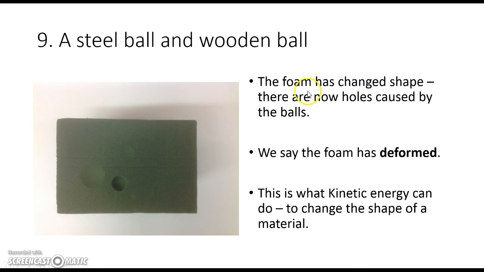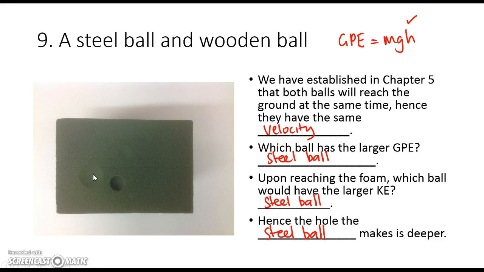Here we say that the foam has changed shape. There are now holes caused by the balls, and we use the word deformed to describe this situation. So this is what kinetic energy can do, which is to change the shape of a material, or to deform a material. Now why is it that the hole made by the steel ball is deeper than the hole made by the wooden ball?